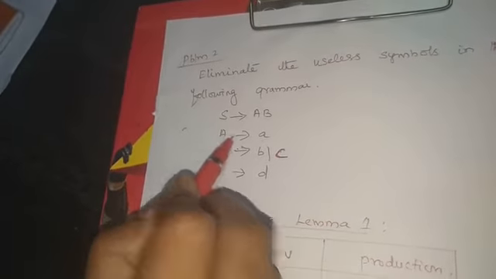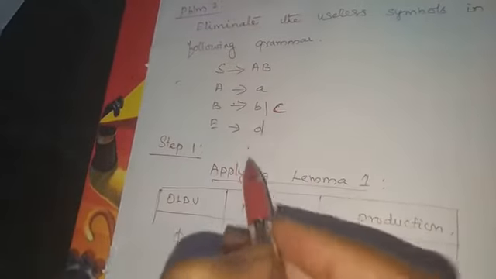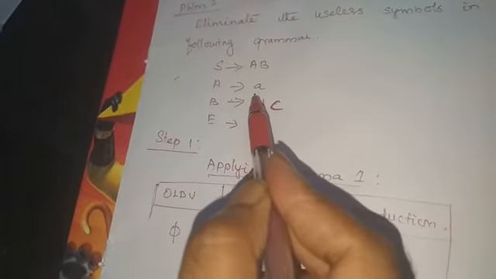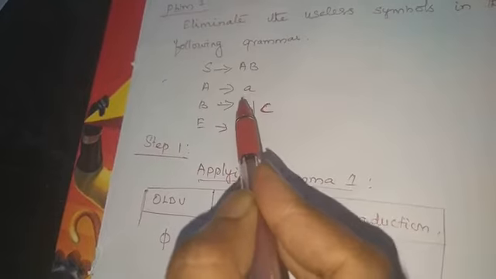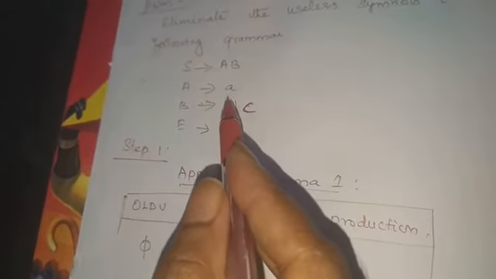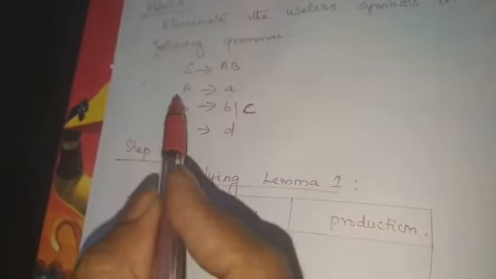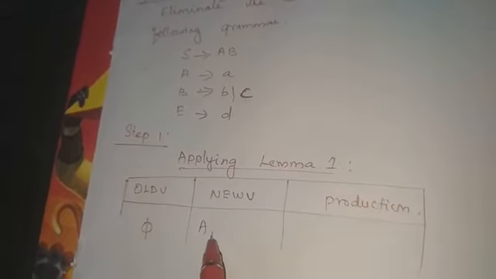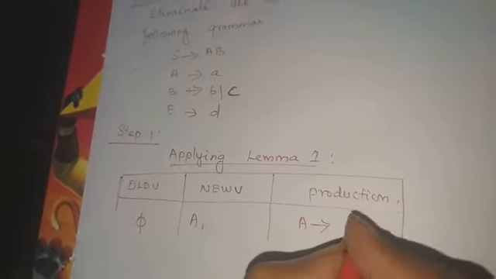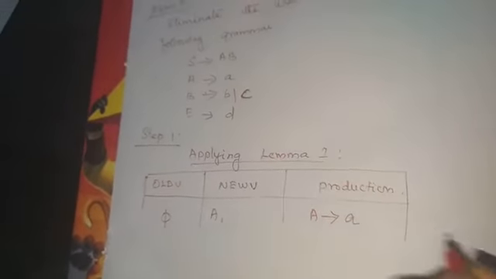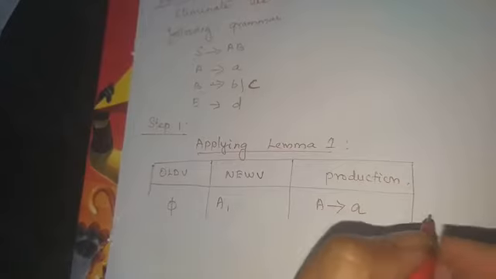So you have to take this non-terminal, that is A, and write A. Why? Because at the right hand side I can find the terminal symbol. If a terminal symbol is there at the right hand side of the production, then I can consider that non-terminal in new V. So I have written it. What is the corresponding production? That I have to write here. A implies a is the corresponding production for the new A.